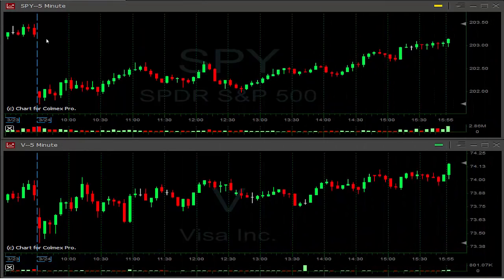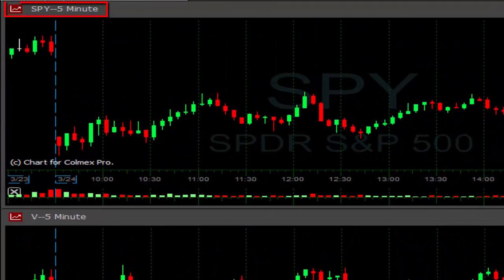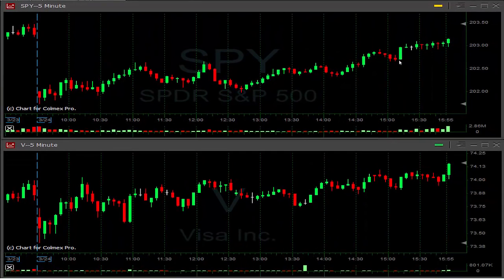Let's look at some charts. On the top we can see the SPY, which is a symbol for the S&P 500 ETF. So in fact we can see that the S&P 500 is trending higher. These are 5-minute candlesticks, Japanese candlesticks, which we will learn about in the next lesson. On the bottom we can see the symbol V, which stands for Visa. And as you can see, Visa is trending higher.